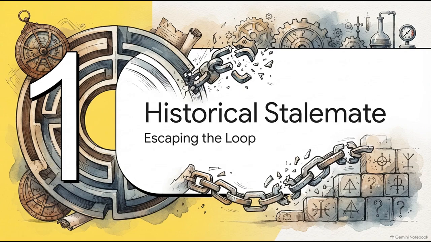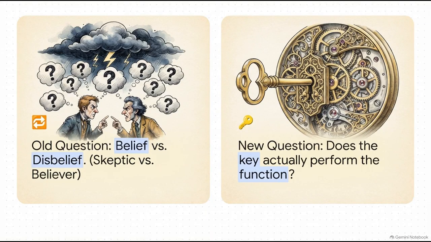Section 1. The historical belief stalemate, escaping the loop of faith versus skepticism. For centuries, literally centuries, this debate has been stuck on repeat. It's an endless loop of belief versus disbelief. The believer asserts that it's real, and the skeptic demands proof. But this model proposes a radical shift in the rules of engagement.